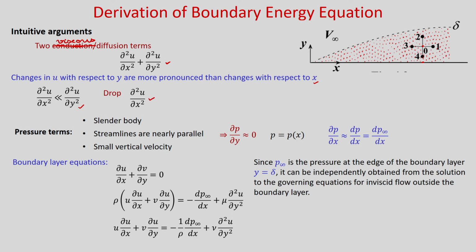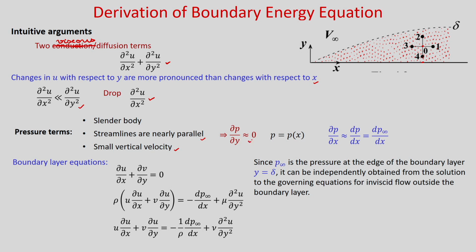If you consider a slender body, obviously streamlines are nearly parallel and you will have very small vertical velocity. If you have very small vertical velocity and consider the y momentum equation, then all the inertia terms and viscous terms will become almost 0. So, you can consider that the pressure gradient del p by del y will be very small, obviously close to 0.